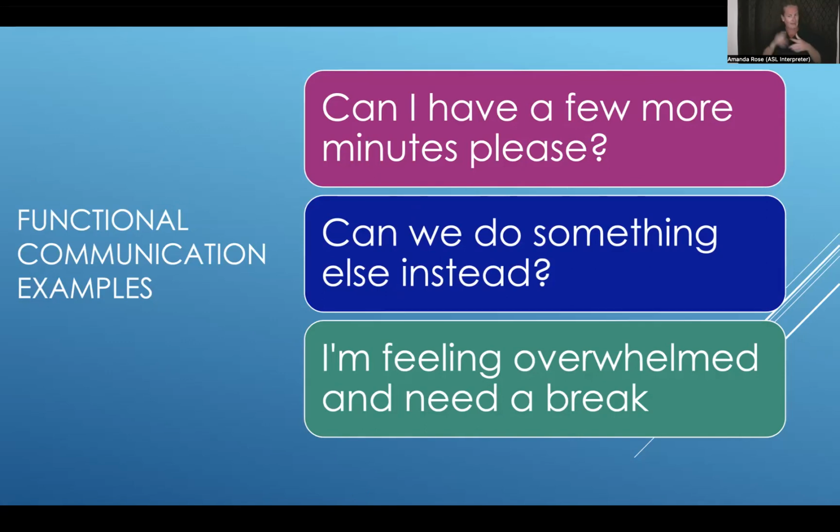Can we do something else instead? If the task is to go clean up your toys, can I do something else instead? Okay, well, let's go take a bath instead. Or what else do we have on our list that we need to get done, and then we can come back to this activity later.